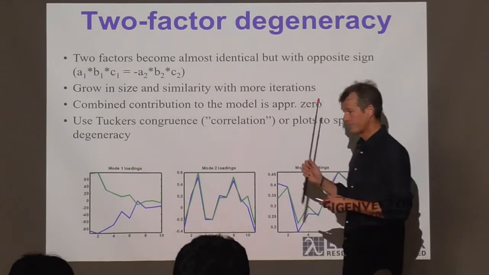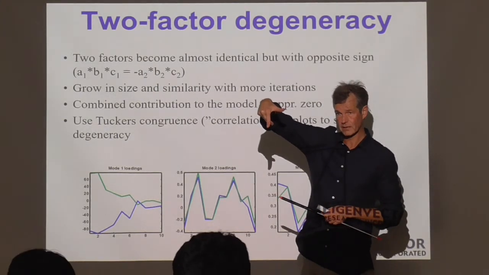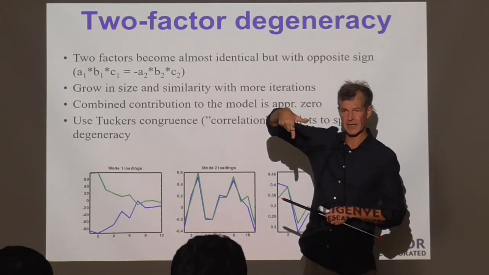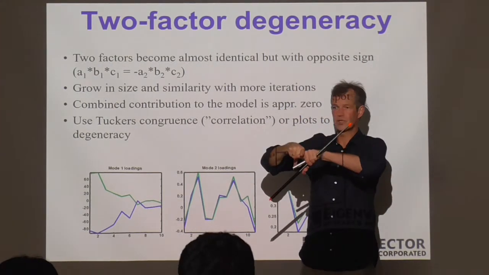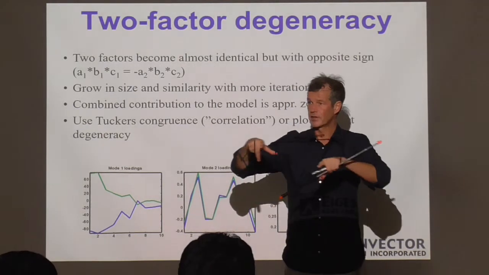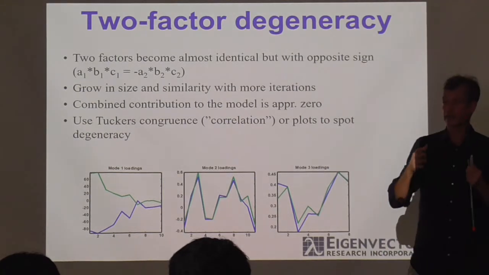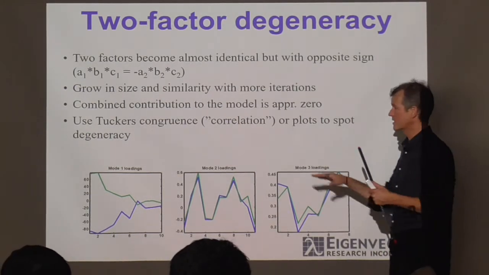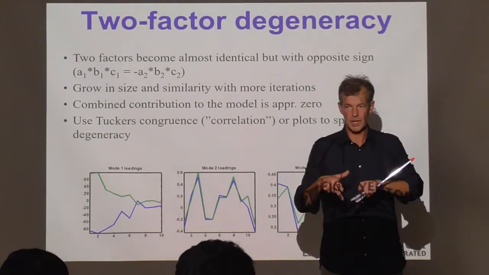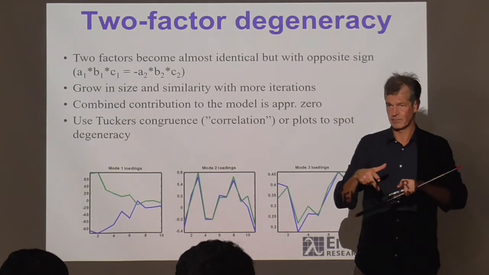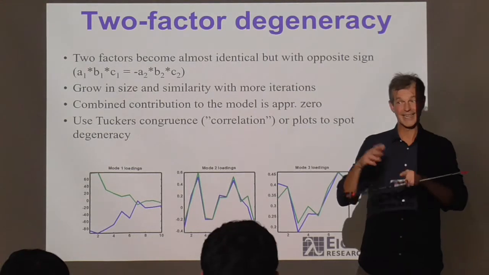Not too bad, but two-factor degeneracy means that you have two components that are exactly the same with opposite sign. And that means that the sum of these two is 0. They don't do anything, but they appear. It has nothing to do with your data, it's a mathematical artifact. So let's say I'm doing a two-component model and I get these two. That means a two-component model does not exist for these data. So there are certain Parafac models that do not exist. Again, this is very annoying.